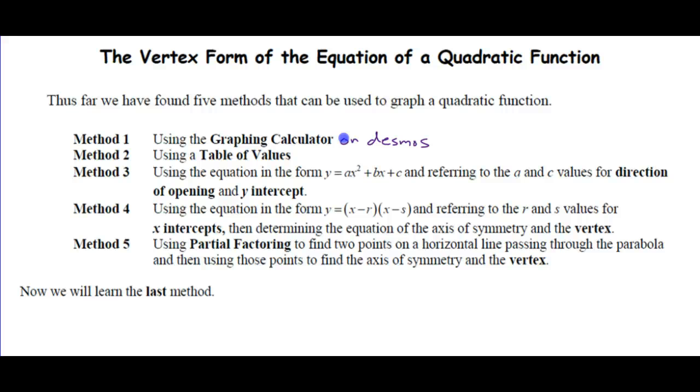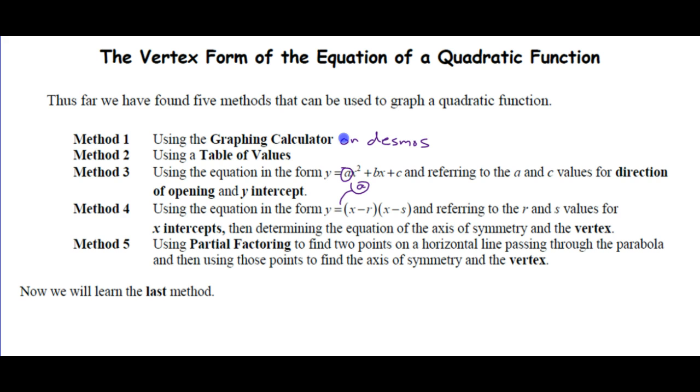We can use the equation in the form y equals ax squared plus bx plus c, but all that really tells us is direction of opening, also how it's stretched, right? Is it really narrow or is it wide? And the y-intercept. Using the equation in factored form, referring to the r and s values, really there should be an a in front of here, I think, right? Because again, that's the same a, a bracket x minus r. That a is the same as this a. Does the same thing, direction of opening and vertical stretch.